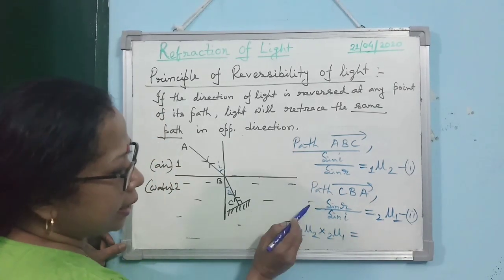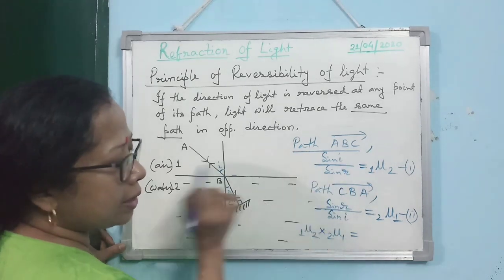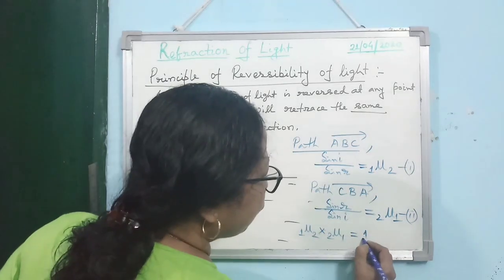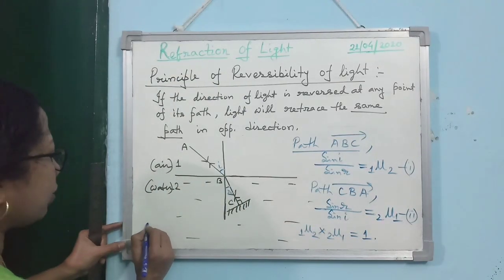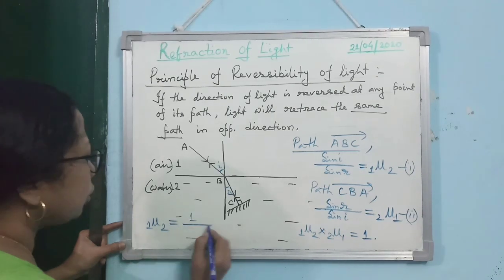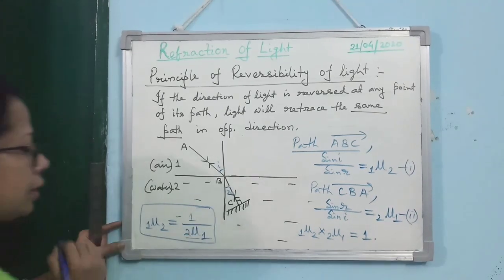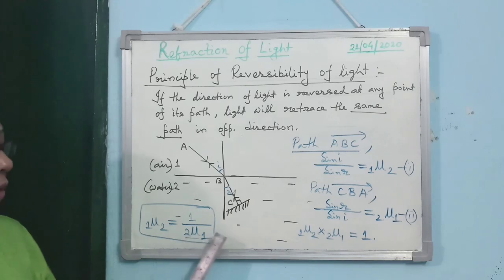Sin i by sin r into sin r by sin i. So sin r will get cancelled, sin i will get cancelled. So what you will get? 1. Okay, so what is the important relation you have got? 1μ2 is equal to 1 by 2μ1. Very important relation. You have to learn it, remember it and apply it for solving the numericals.